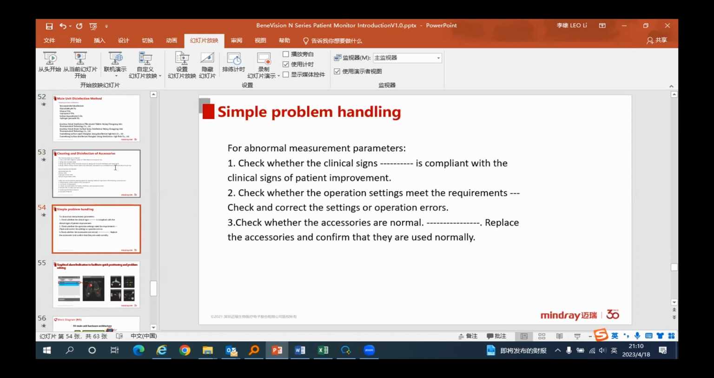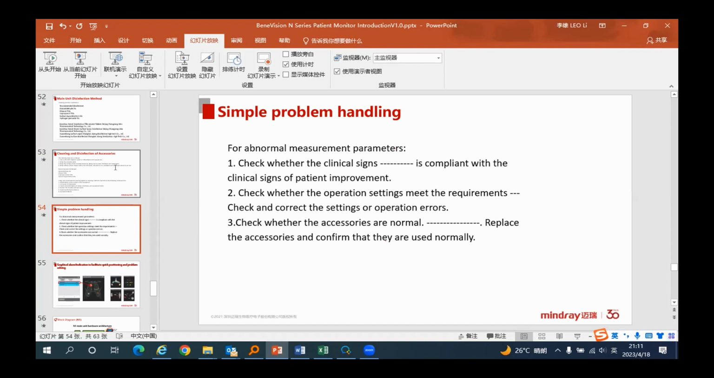And for simple problem handling, we have some reminders. For example, for abnormal measurement parameters, first we need to check whether it complies with the clinical side, the patient's condition. The second is that we need to check whether the operation settings meet our requirements. For example, we can check the alarm. Sometimes we take an example like NIBP measurement. First, we need to think if the problem comes from the patient. Are the readings normal? The second is that we need to check if there is any alarm from the patient monitor.